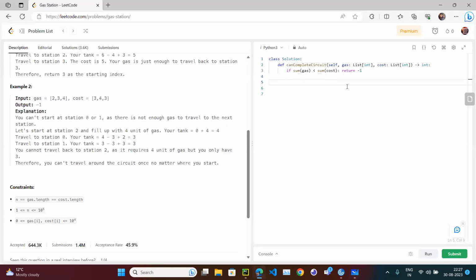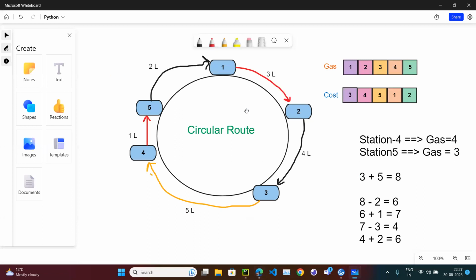So if this condition is not met, it means there is one starting point from 1 to 5. There is one starting point. And it could be either 1, 2, 3, 4, or 5, so we are going to run the loop only once. We are not going to run the loop twice.